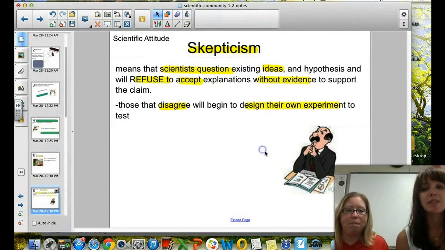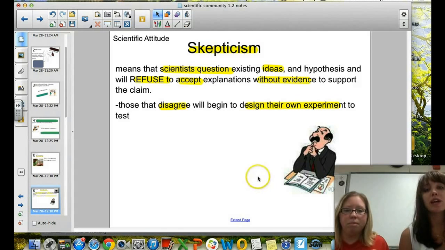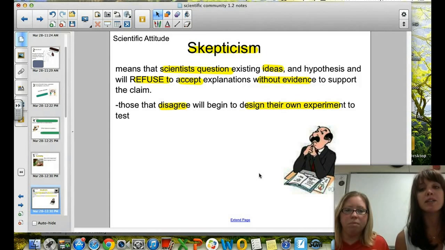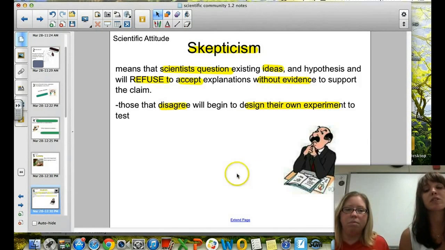Another one is skepticism, and that means you must refuse to accept explanations without evidence to support your claim. You should always jump into science with a good amount of skepticism so you can find the evidence to support certain claims. And those scientists that disagree will then design their own experiment to test.